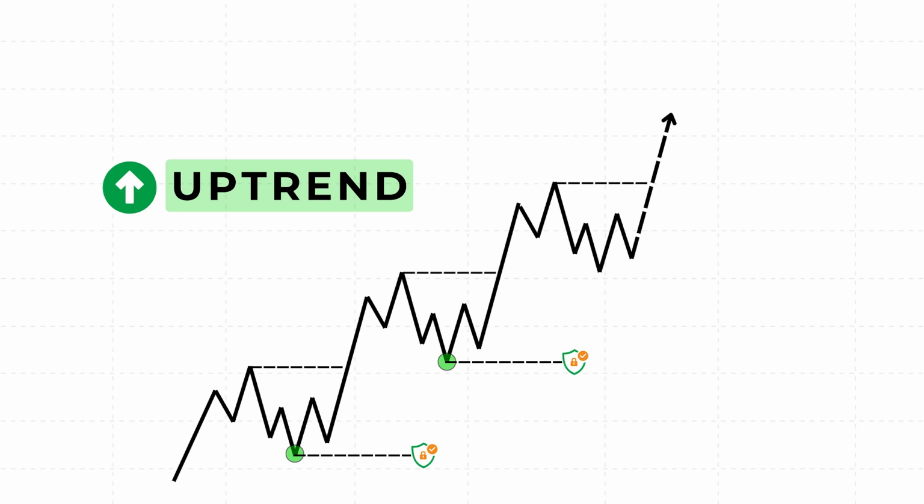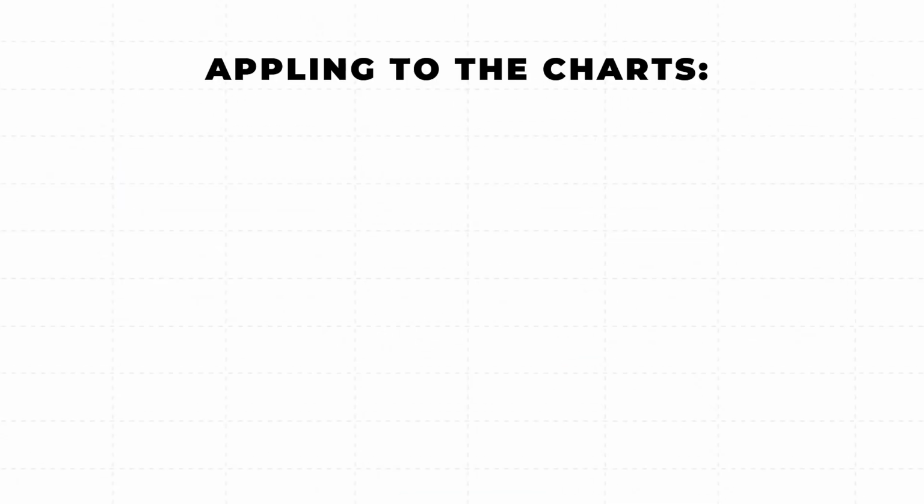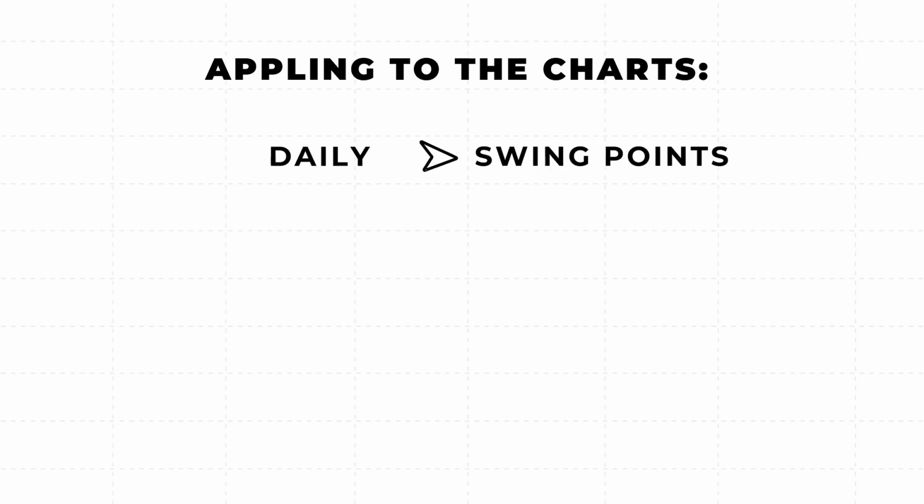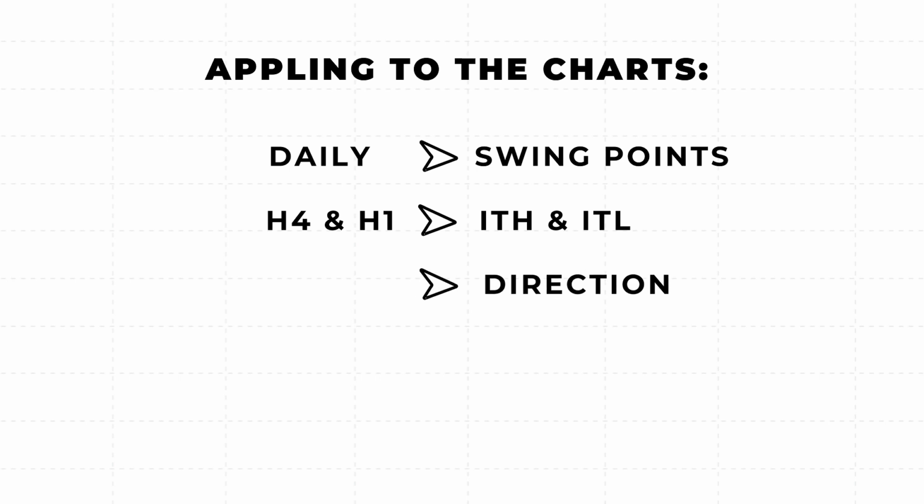Here's how you can apply this to your charts. First, in the daily time frame, mark your swing points. Then, zoom into the 4-hour and 1-hour time frames to identify the intermediate term highs and intermediate term lows. If these highs and lows are clearly visible on the 4-hour time frame, there's no need to drop to the 1-hour. After marking them, observe which side the market is respecting.